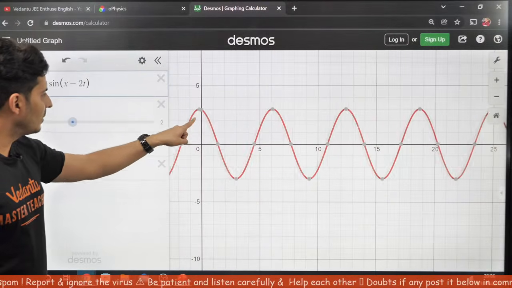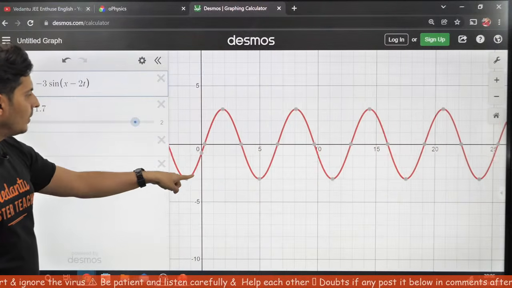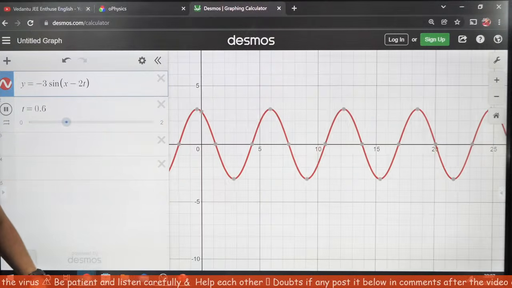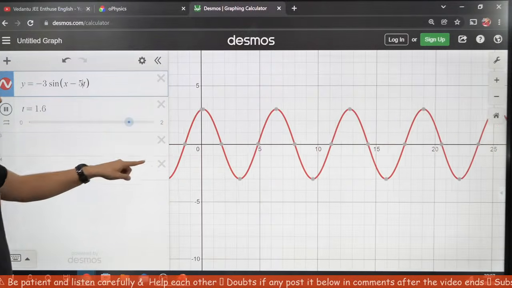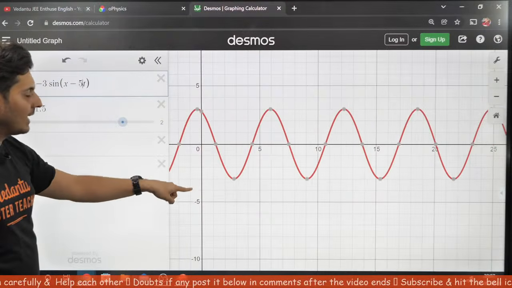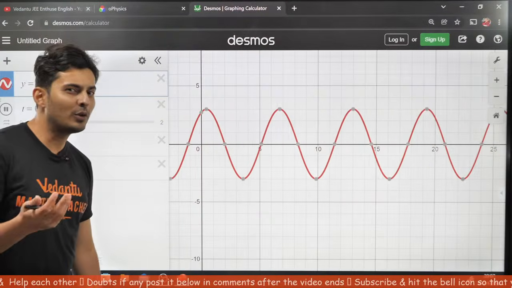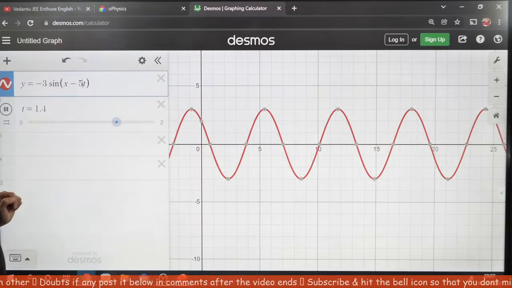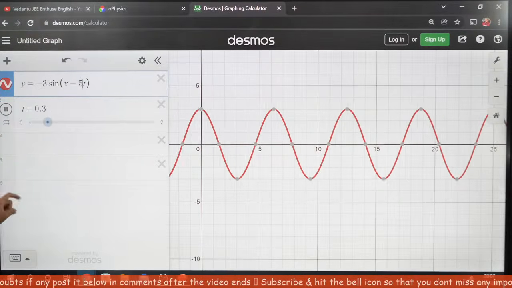Just look at this particle over here. It's going up and down. If I change this number 2 to maybe 5, look at this particle over here. It is basically going up and down at a faster rate. Now, those of you who did not realize what this number could be, let me tell you what it should be right over here.